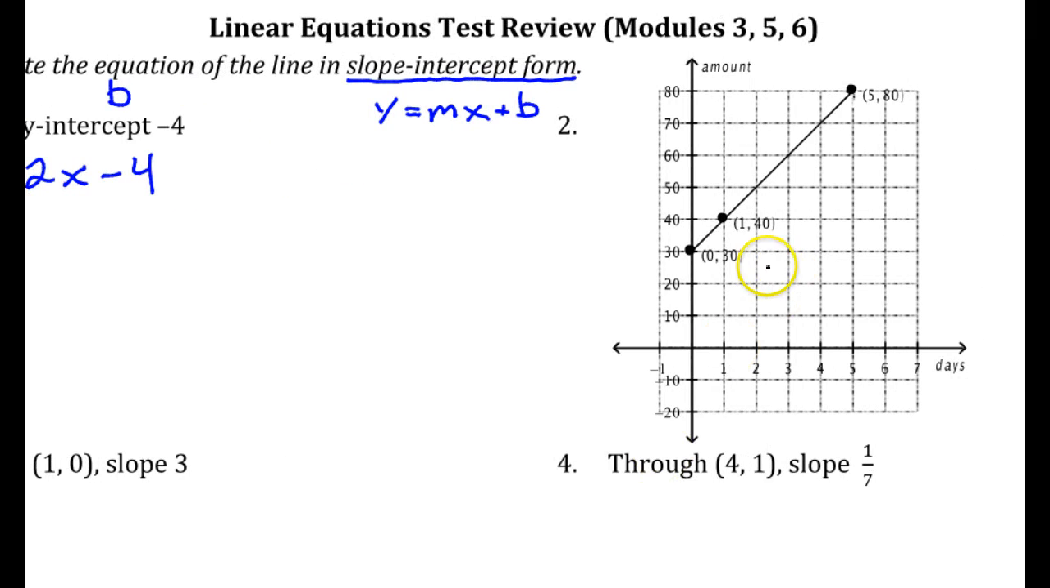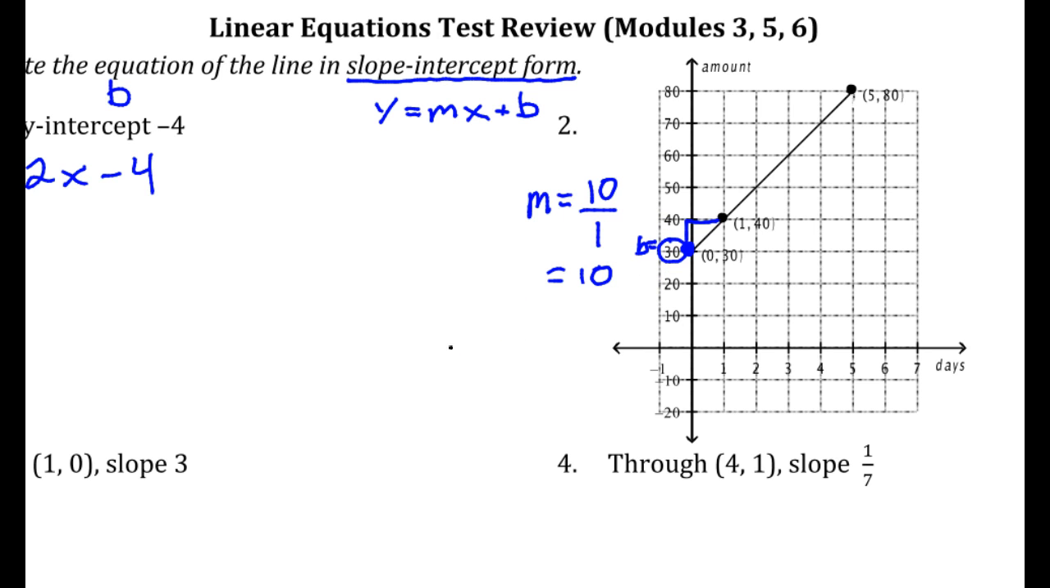Number 2, find the slope here. What's the slope here? A couple things you can do. Rise over run. Up how much? What's the rise? 10. And what's the run? 1. So up 10, right 1. Slope is just 10. And what is the y-intercept? 30. Right here, 30. There's your b.